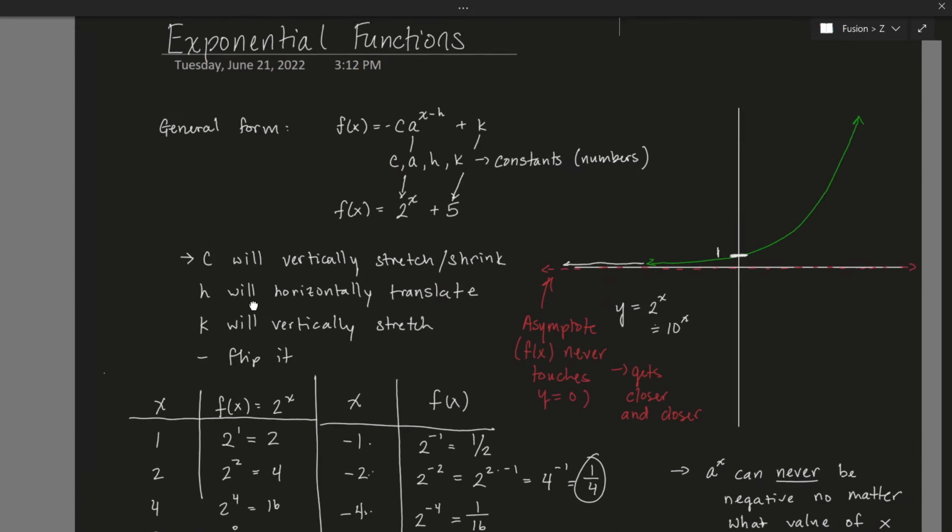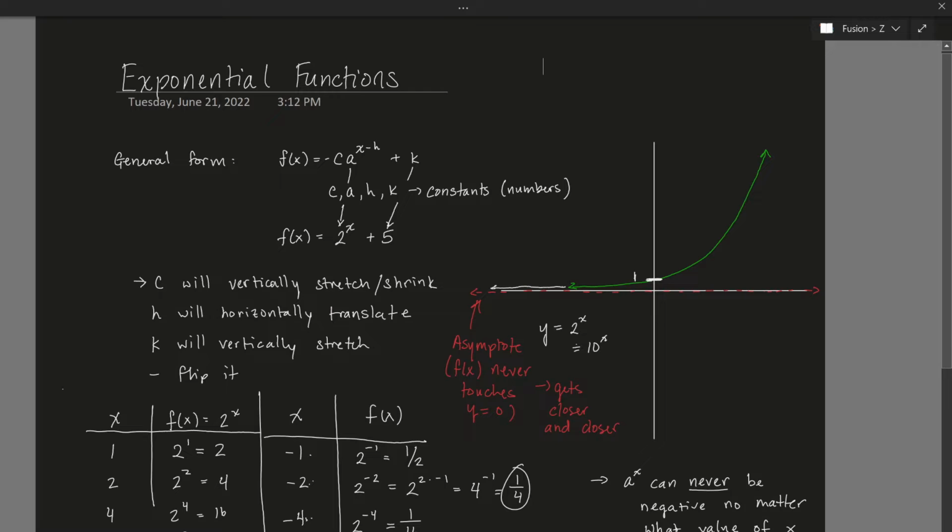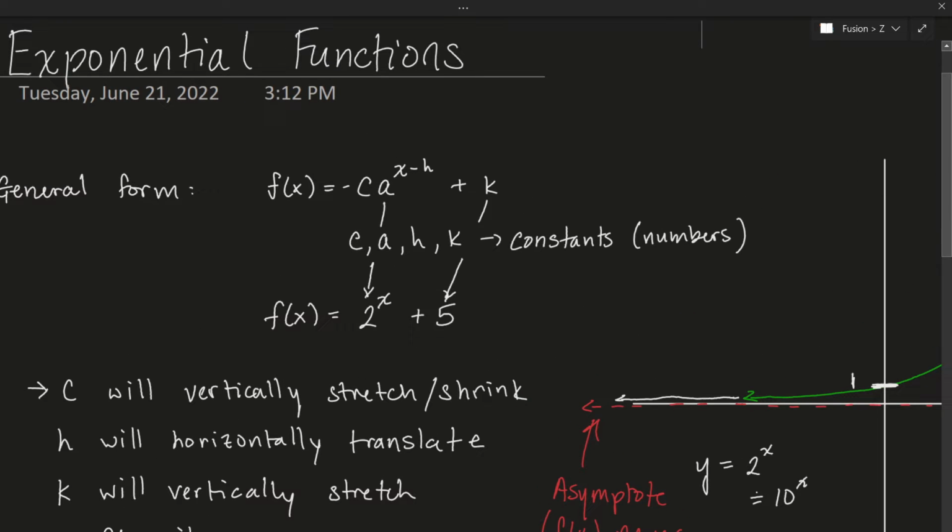Okay, so last time we started talking about exponential functions. I said that their general form was c a to the x minus h plus k, where all these c, a, h, and k are constants. They're just numbers. A specific function of that could look like 2 to the x plus 5 here.